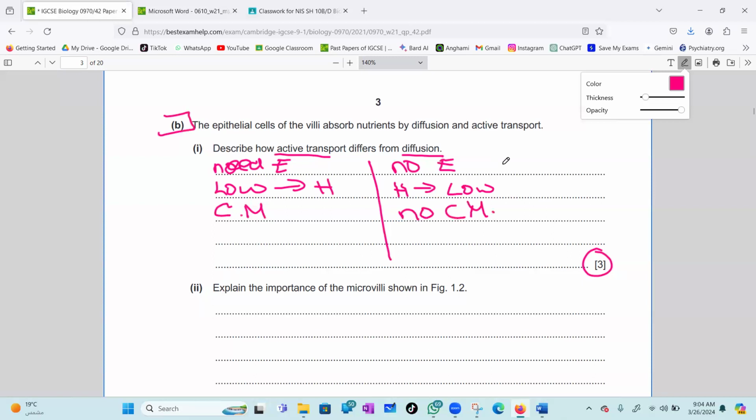Now, most of you wrote two differences, not three. You said that in active transport, the molecules move from low to high against a concentration gradient, and it needs energy from respiration. Correct. But you missed a mark, because look at the numbers. It's out of 3 marks, so you need to write 3 differences. So you lost the mark here. You understand where the marks go?